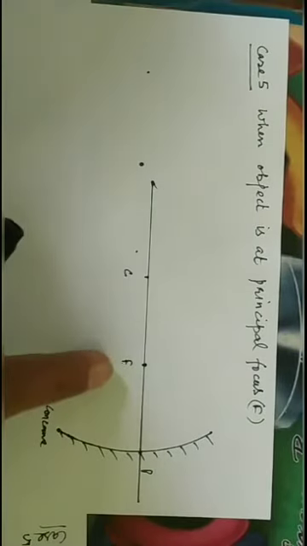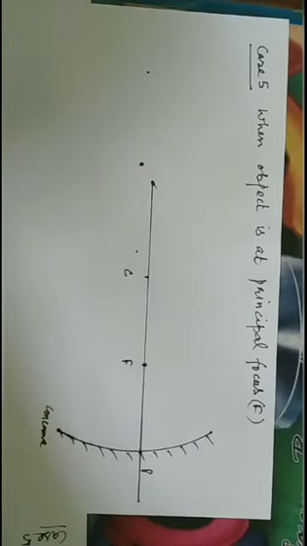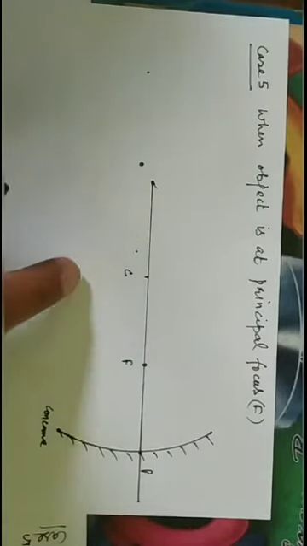If I keep F as the midpoint of C and P, all our ray diagrams will be correct. So here, in the fifth case, my object is at the principal focus, so I draw a vertical line.